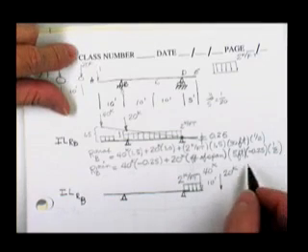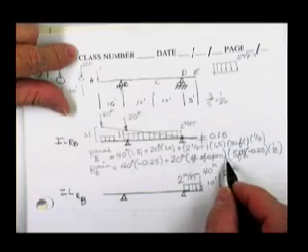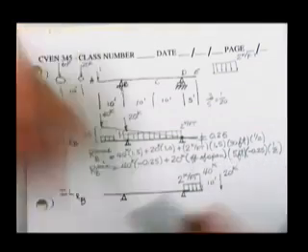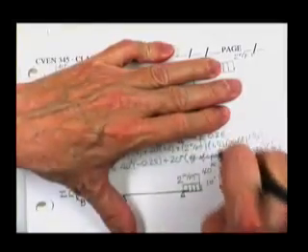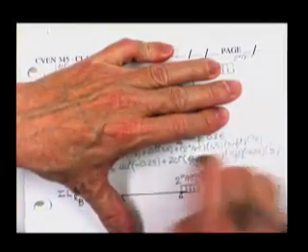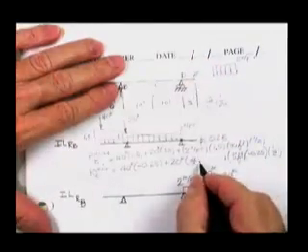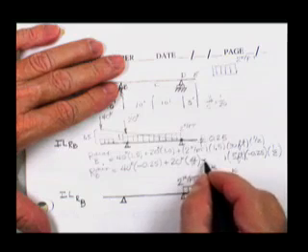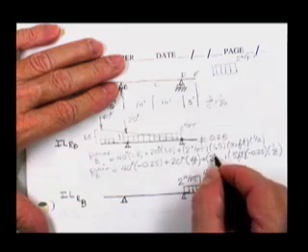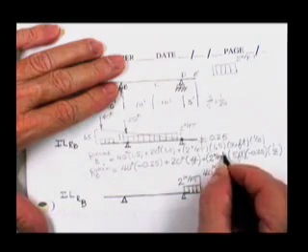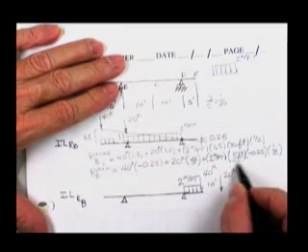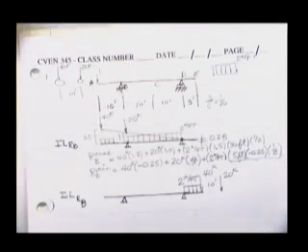Plus 2 kips per foot is how high the load is times the area under the influence diagram.